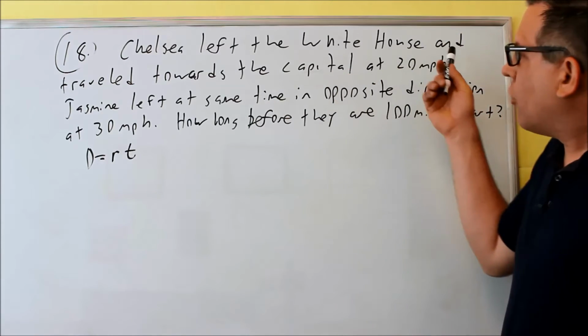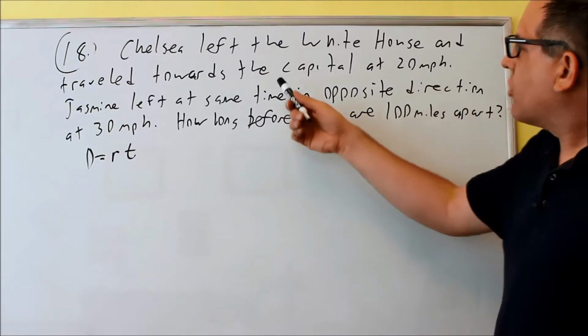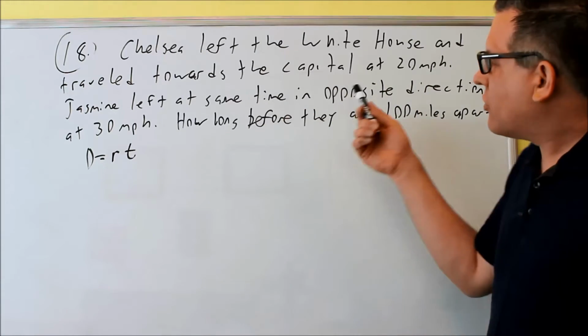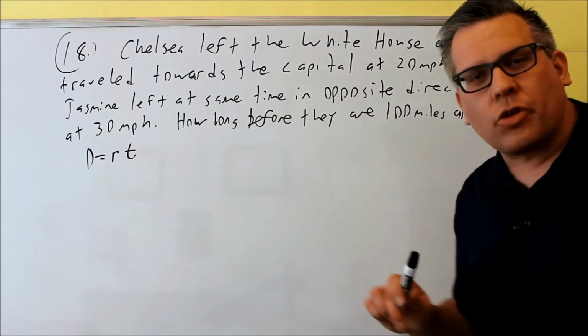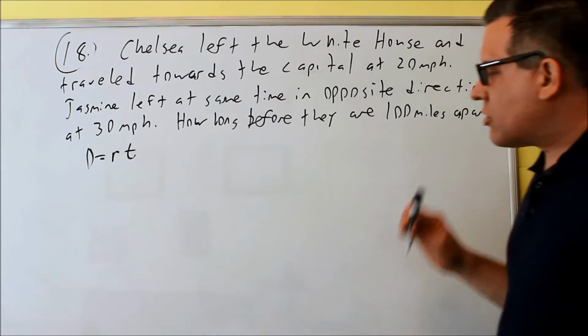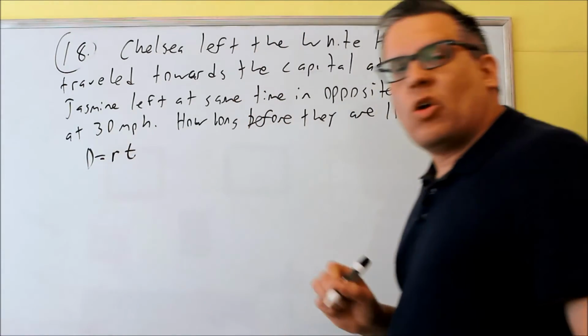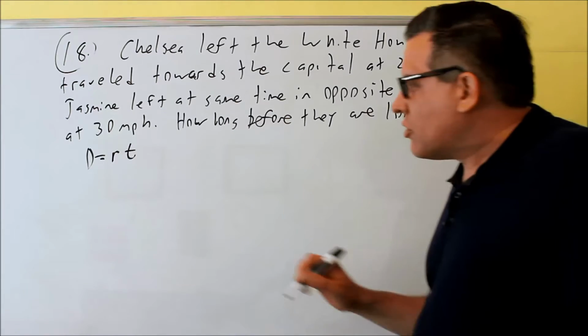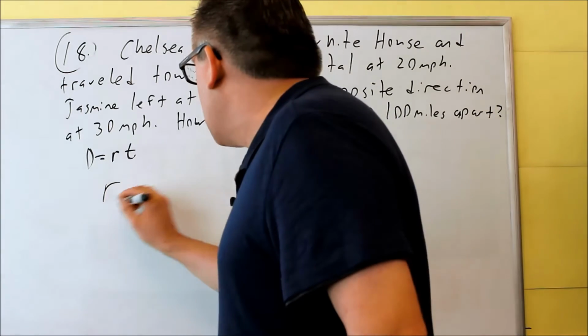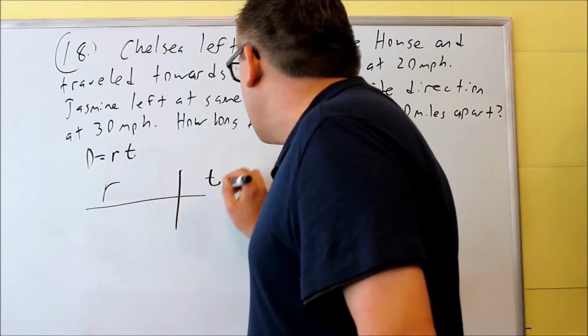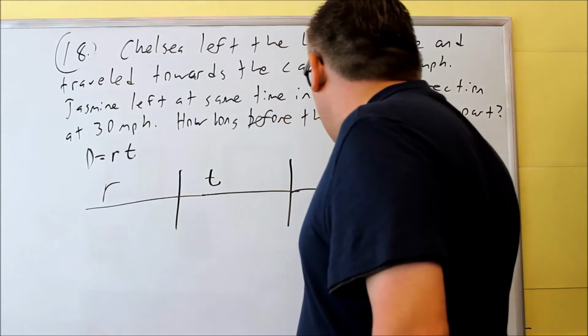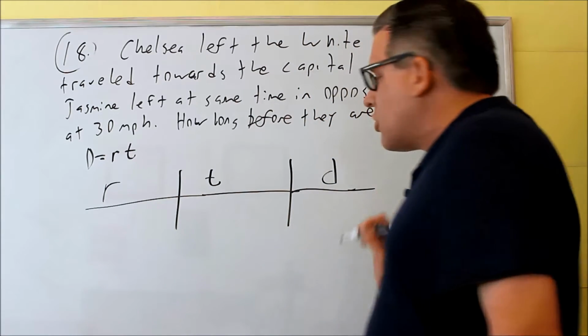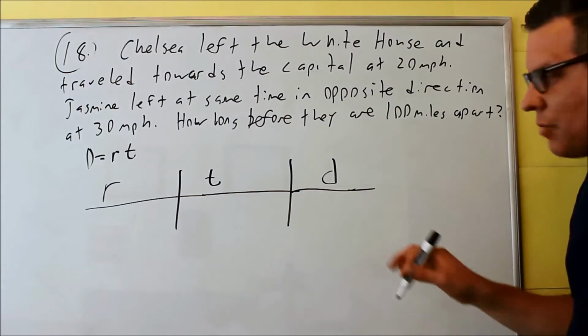Okay, so Chelsea left the White House and traveled towards the Capitol at 20 miles an hour. Jasmine left at the same time, opposite direction, at 30 miles an hour. Okay, so let's set up a table with distance, rate, and time. So I'm going to do the rate right here, and I'm going to do the time, and then I'm going to do D for distance over there. So that's the main setup of my table.